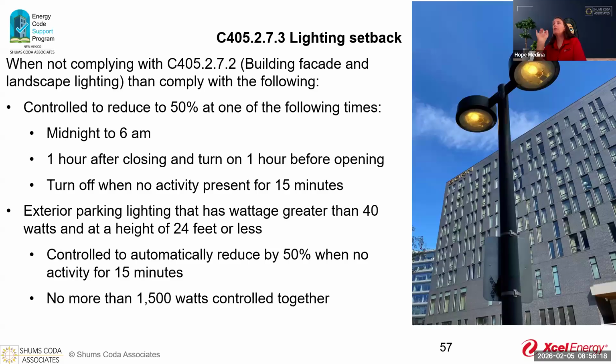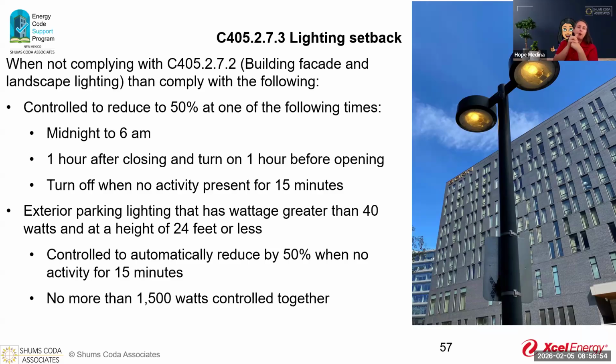And then anything that doesn't fall under the building facade or landscape lighting, the two sections we just talked about, is going to be on a different setback, right? It's going to be controlled to reduce the lighting to 50% in one of the following situations: either from midnight to 6 a.m., 1 hour after closing and then turn back on 1 hour before the opening, or turn off when there's no activity present for 15 minutes.